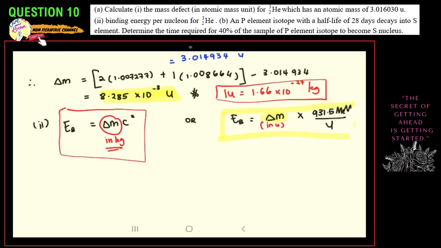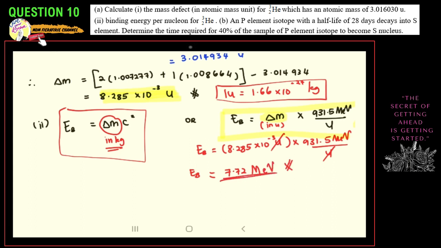Okay, so now let's proceed. EB is equal to delta M, we have calculated just now. It's equal to 8.285 exponent negative 3, and this is in U unit, times 931.5 MeV over U. So we can cancel U and press your calculator. And finally, your binding energy is equal to 7.72 mega electron volt.